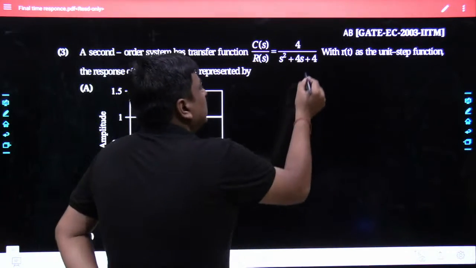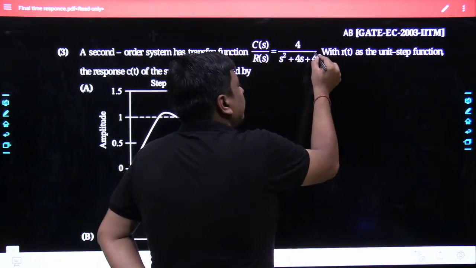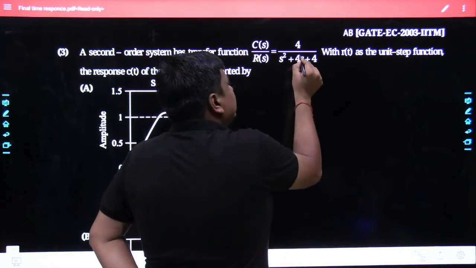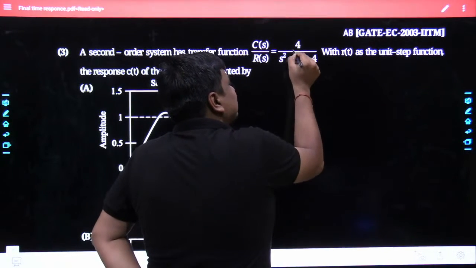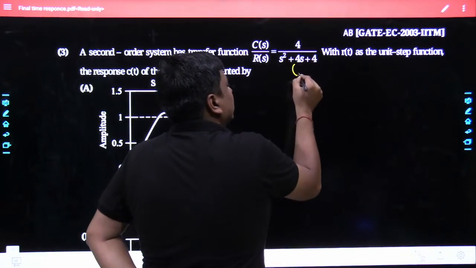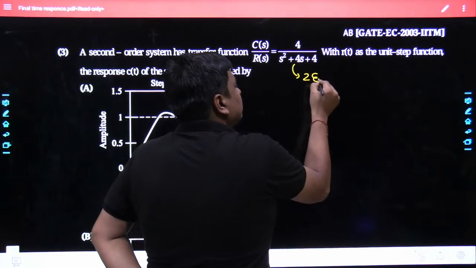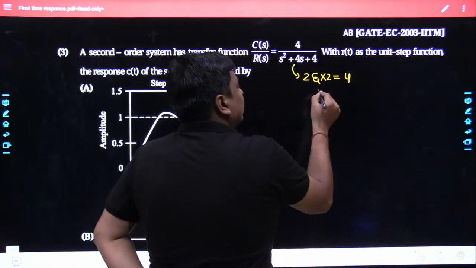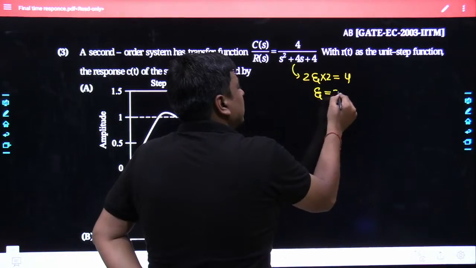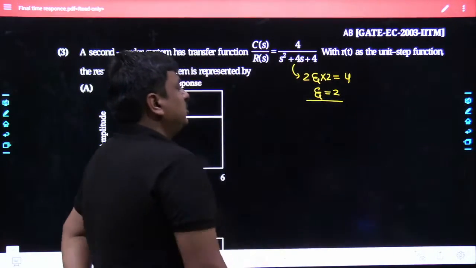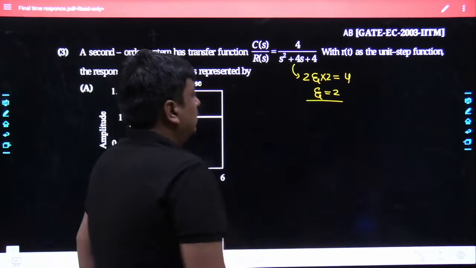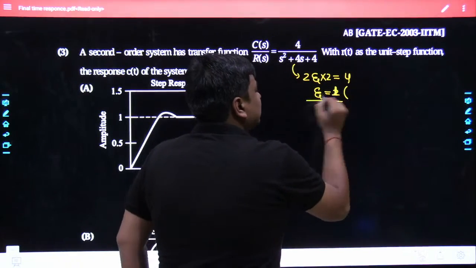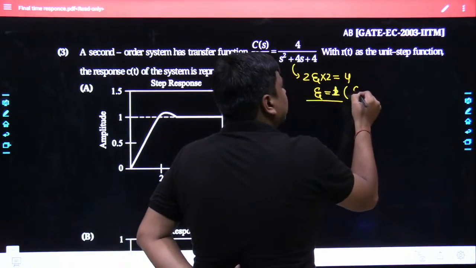See, omega n square is 4. That means the value of omega n is equal to 2. And 2 zeta omega n is 4. What does it mean? With omega n still 2, 2 zeta omega n equals 4, so the value of zeta is found to be 2. Sorry, it has been found to be 1. So which type of system is it? The system is going to be a critically damped system.